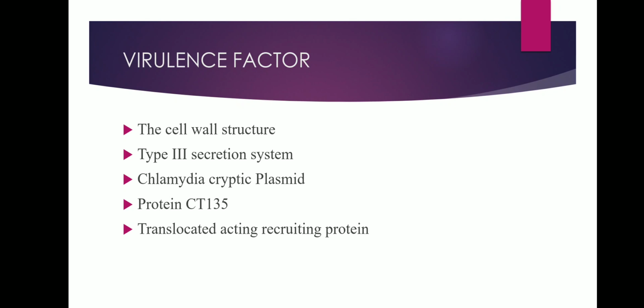The virulence factors present in Chlamydia trachomatis are the cell wall structure, type 3 secretion system, Chlamydia cryptic plasmid, protein CT135 and translocated actin-recruiting protein. These are all the virulence factors present in Chlamydia trachomatis.